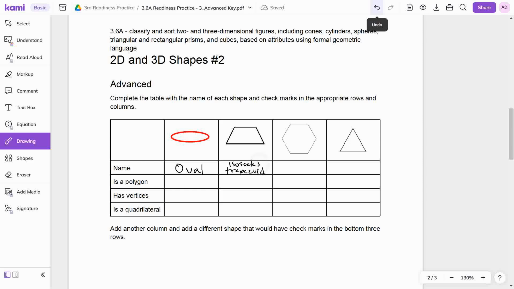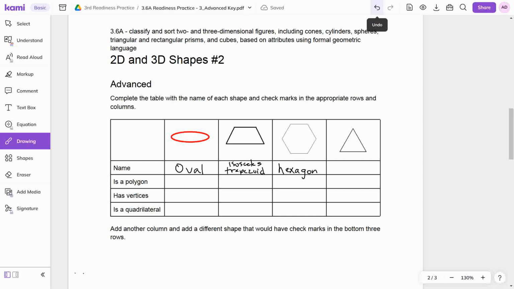Trapezoids are four-sided shapes. They're quadrilaterals that have only one pair of parallel sides. So that's going to be my top and my bottom, my two bases. But the two slanted sides are the exact same length. So that is what it means to be an isosceles trapezoid. My third shape has got 6 sides, 1, 2, 3, 4, 5, 6. So this is a hexagon. It's actually a regular hexagon because all 6 sides are the exact same length. And it's the most normal hexagon we see.